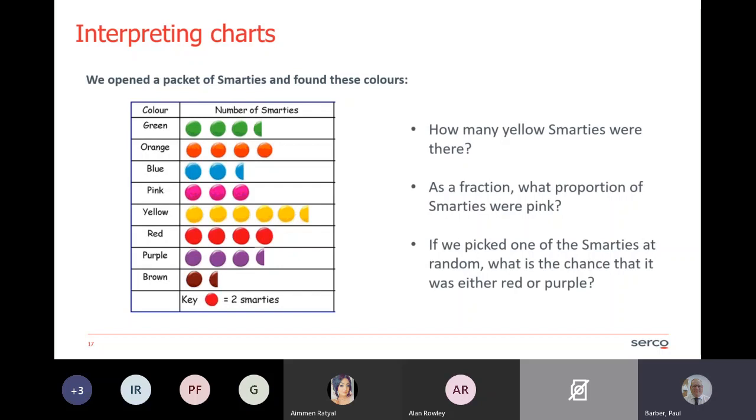Well, if we look at yellow, it's got these circles, and the key at the bottom, and there'll always be a key to this, shows that a full circle equals 2 Smarties. So in yellow, we've got 2, 4, 6, 8, 10, and then we've got half a Smartie.